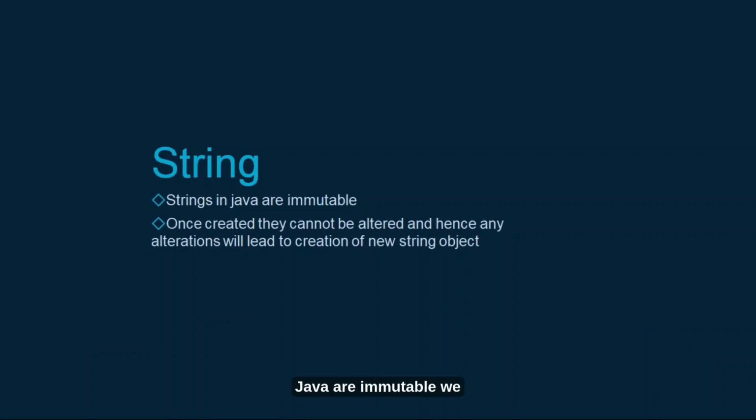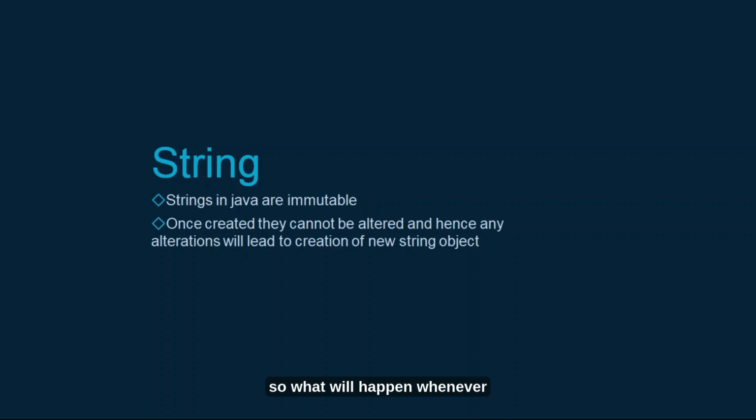Strings in Java are immutable. We cannot change the object value, so that's why string is immutable. Once created, they cannot be altered, and hence any alteration will lead to the creation of a new string object. So already I explained the string constant pool and non-constant pool. We are talking about the same thing here. The major concern is that string is immutable.